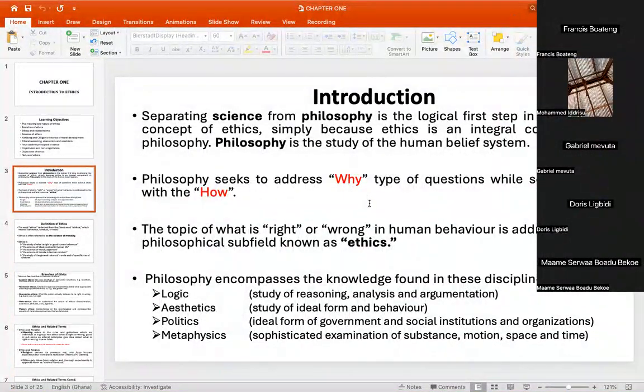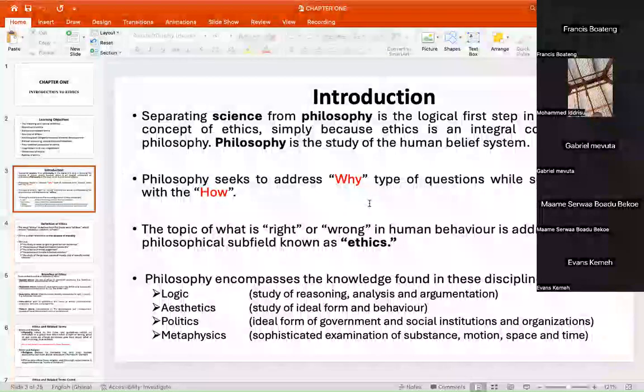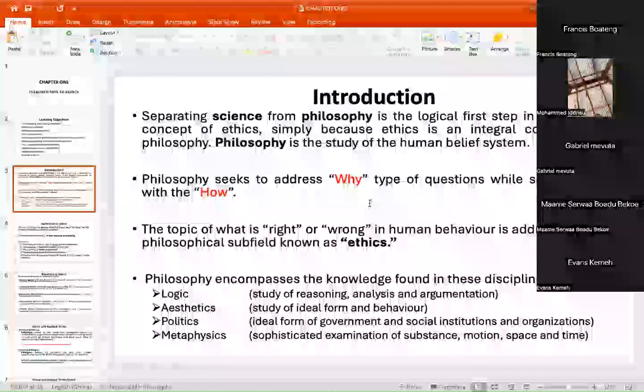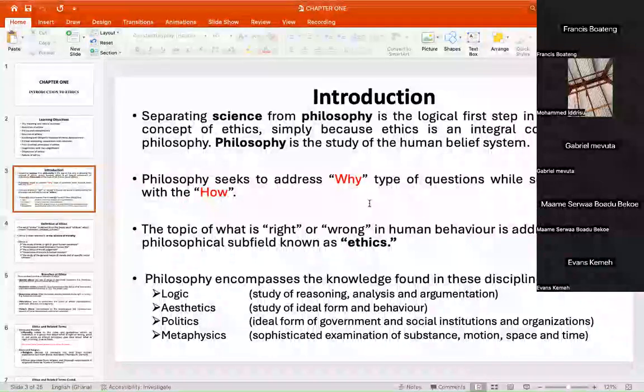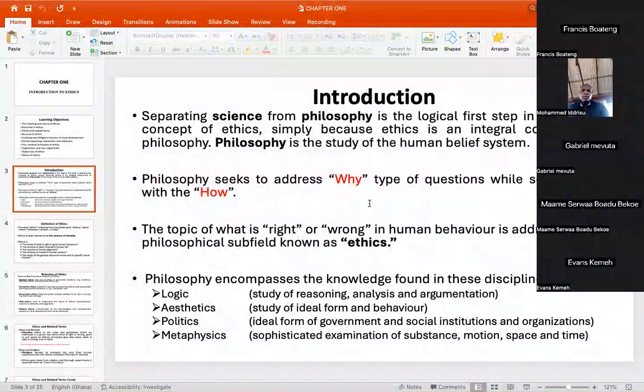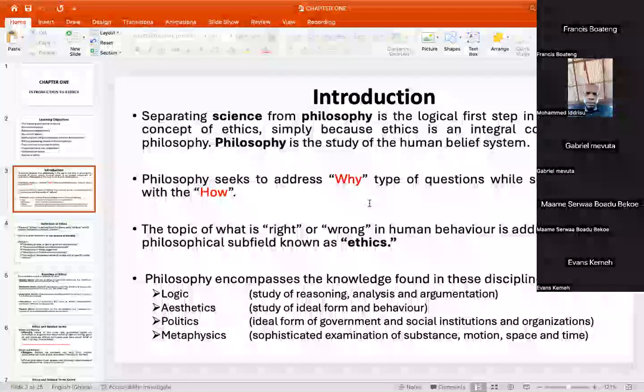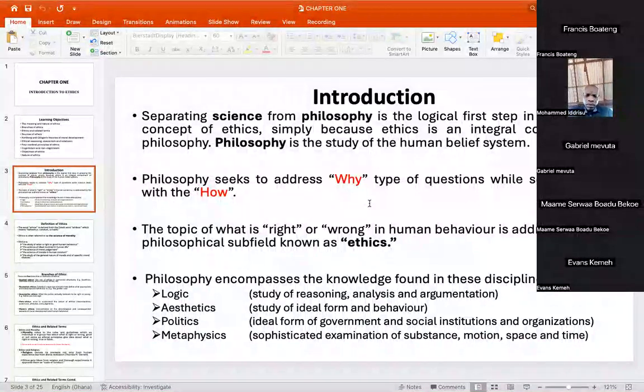But philosophy is quite different. It is very nagging and very difficult to be able to address that. All right. So because of the difficulty, we have certain disciplines that try to help us to be able to address the why questions. And these are considered to be the disciplines in philosophy. So philosophy encompasses the knowledge found in these disciplines.